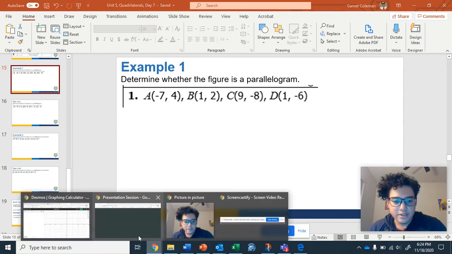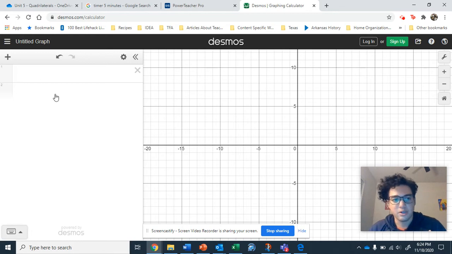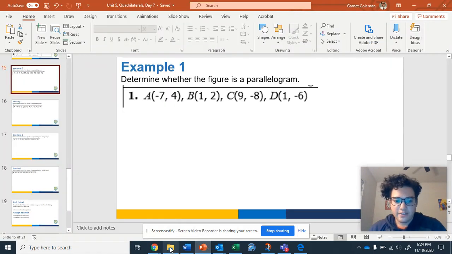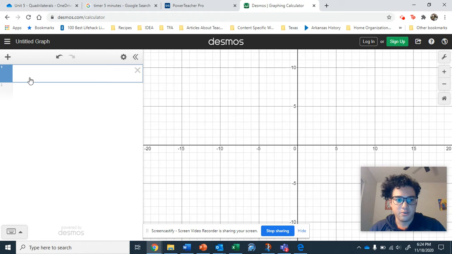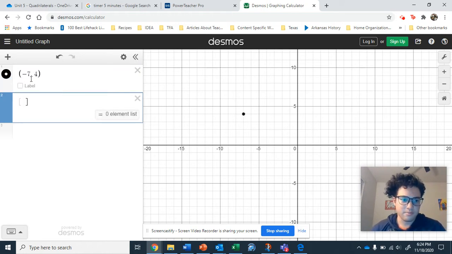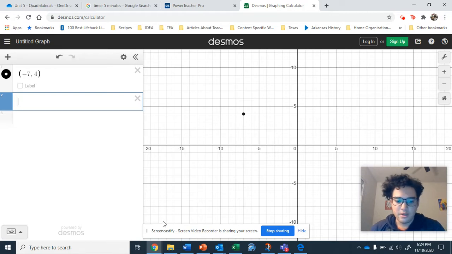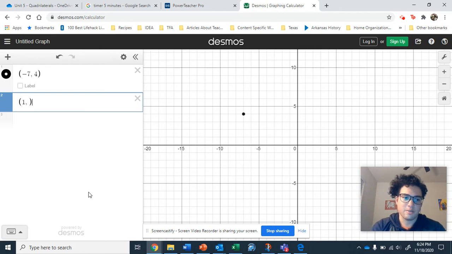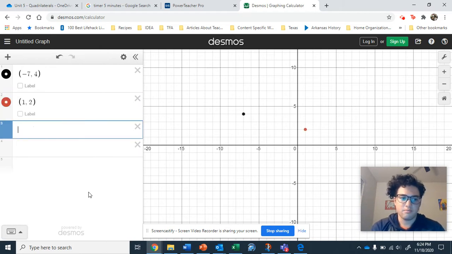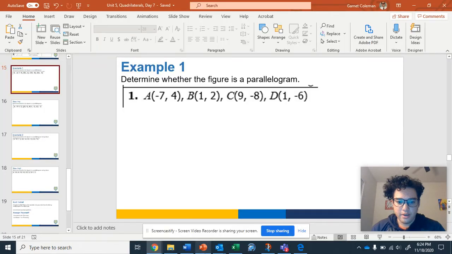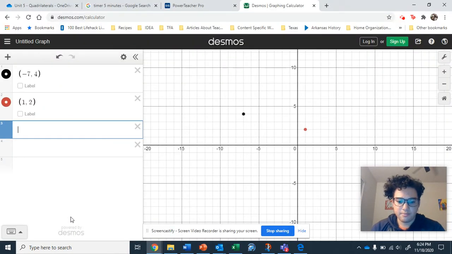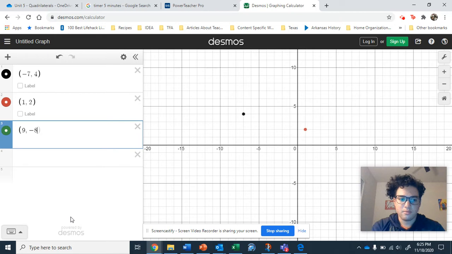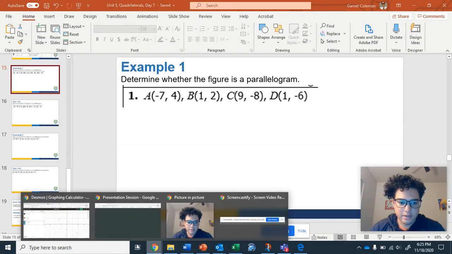So first I'm going to go in Desmos, and I'm going to put the points in there. So I have -7, 4. I'm going to type parentheses -7, 4, and hit enter. And I have 1, 2, parentheses 1, 2. Oops, forgot 2. And then the rest of them, 9, -8. And then the next one, 1, -6.